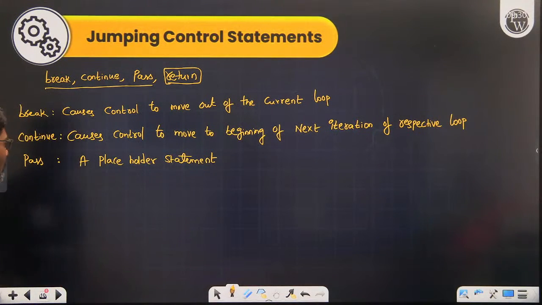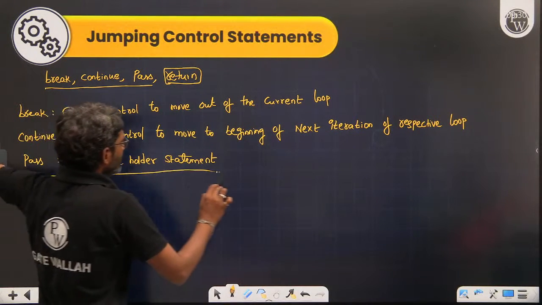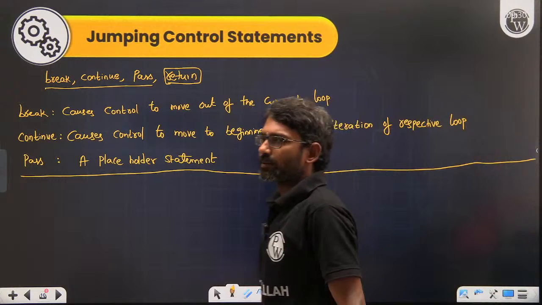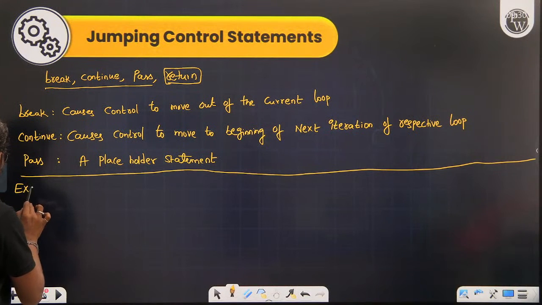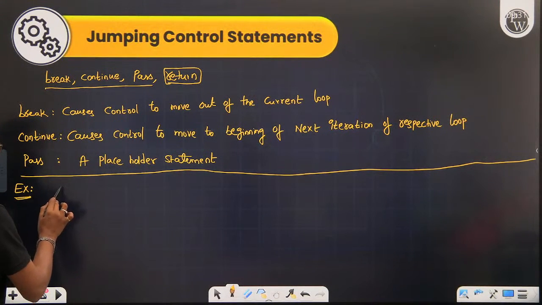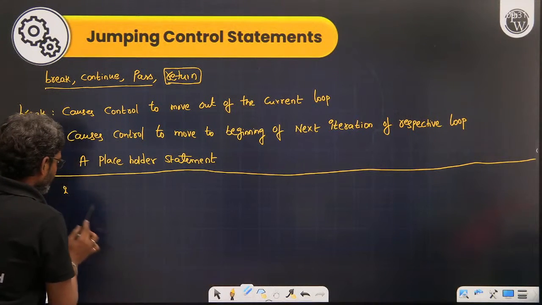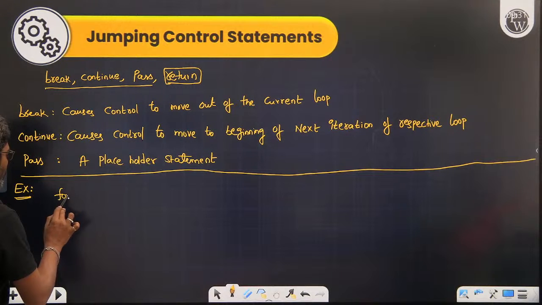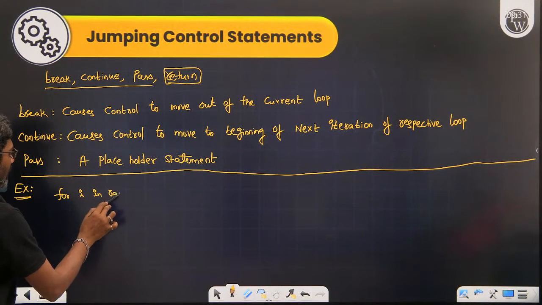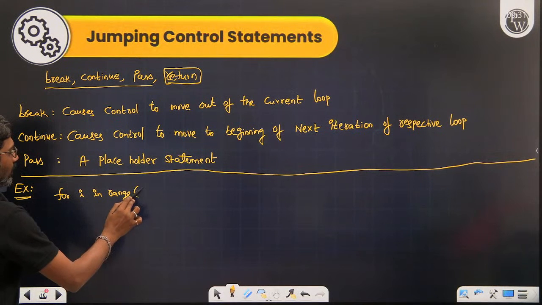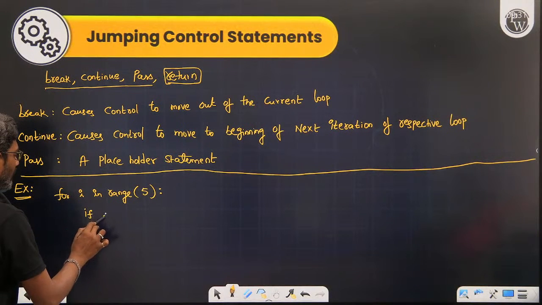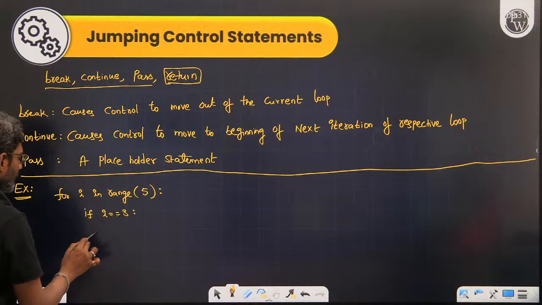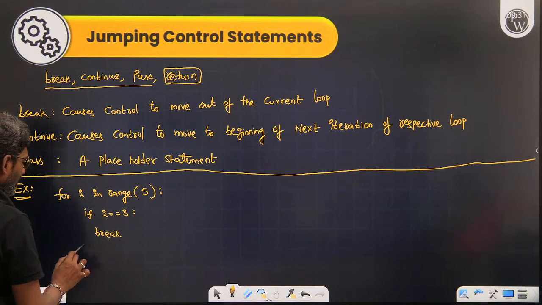Now just to understand break, continue and pass, बस मैं एक एग्जाम्पल देने के लिए कोशिश करता हूं. Let us suppose मैं ऐसा लिख रहा हूं: for i in the range of let's say 5, if i is equal to 3, break, print i.